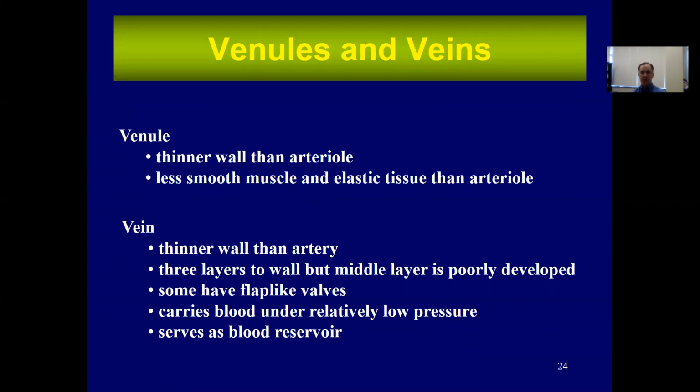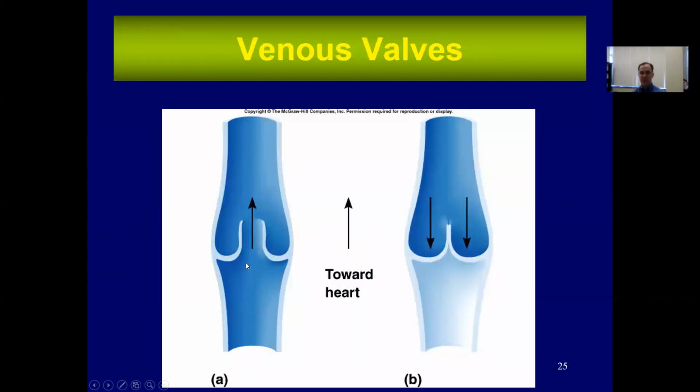Then you have the venules, which accept the blood from the capillaries. And then from the venules, you have the veins themselves that carry the blood. They have a thick wall, and they have valves that prevent the backflow of blood. Here you can see that the veins have these valves. They close to make sure that the blood flow does not go back, but instead goes in one direction towards the heart.